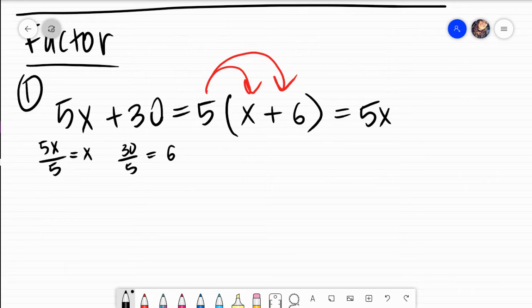Then we would do 5 times 6. You get 30. Signs are the same, so it's positive. Do you agree with me that 5x plus 30 is the same as 5x plus 30? Right? So that's what I mean by forward and backwards.